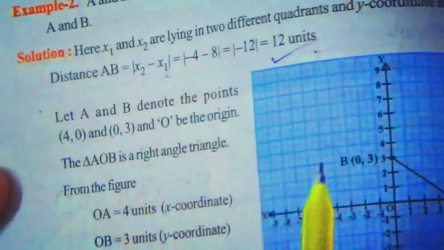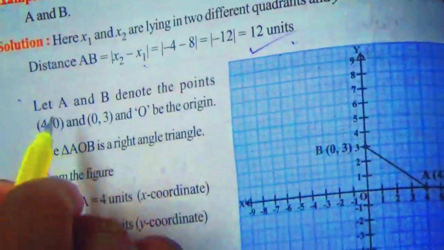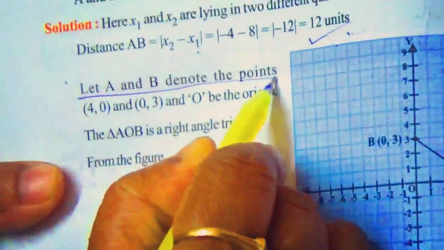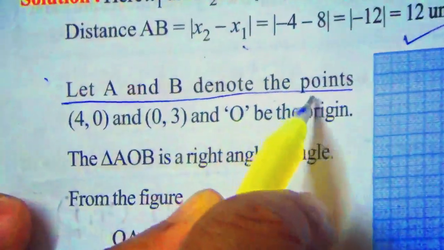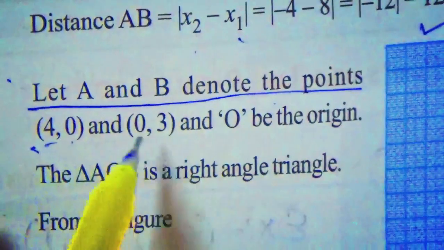It is very important. Why? Because look here. Let A and B denote the points (4, 0) and (0, 3).